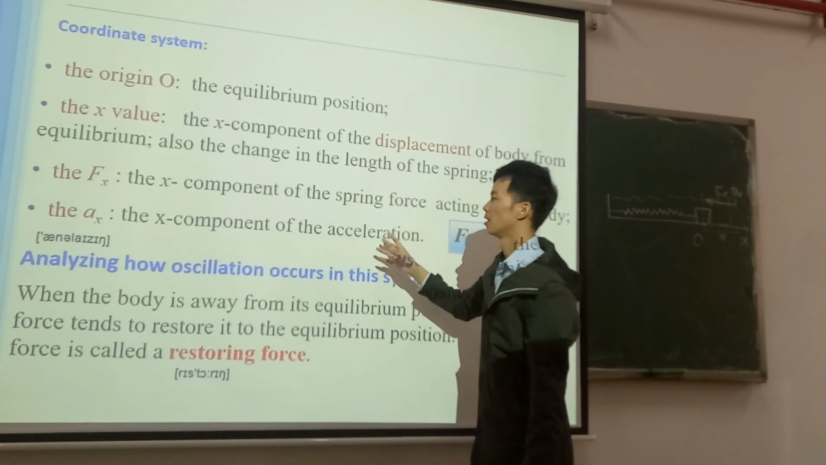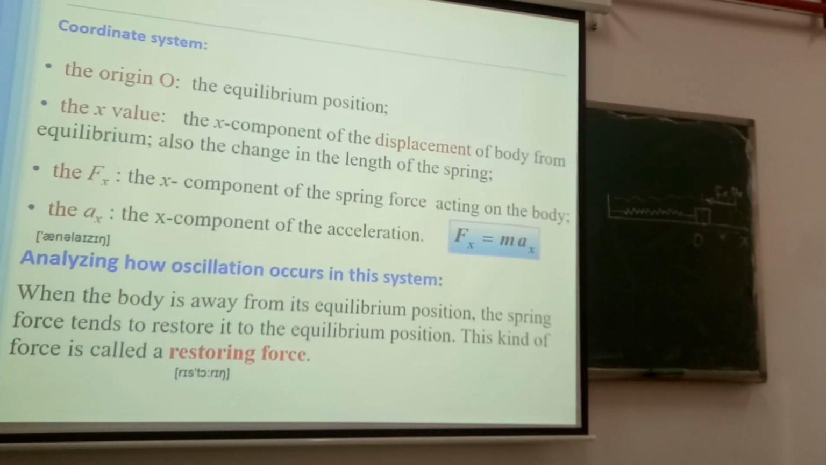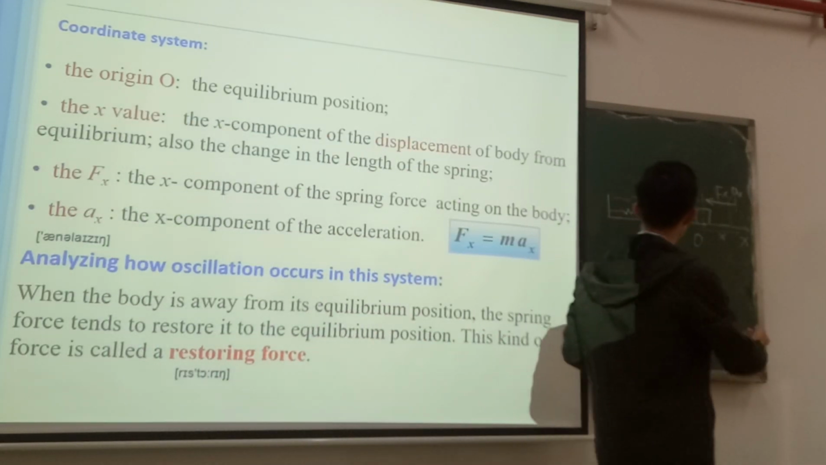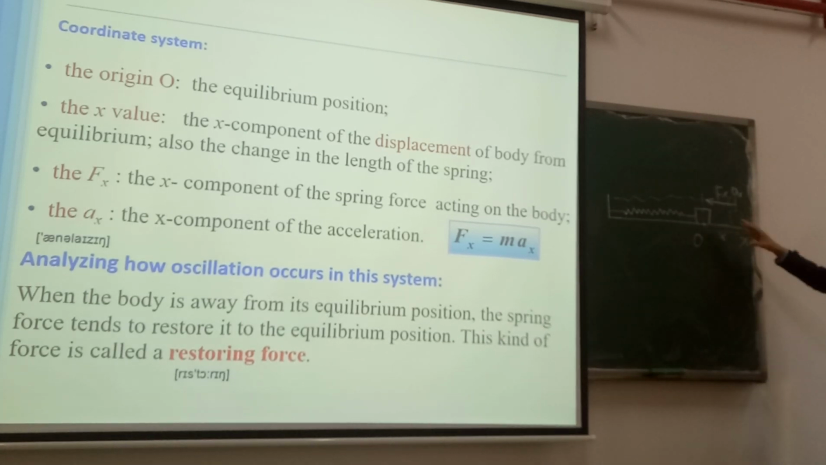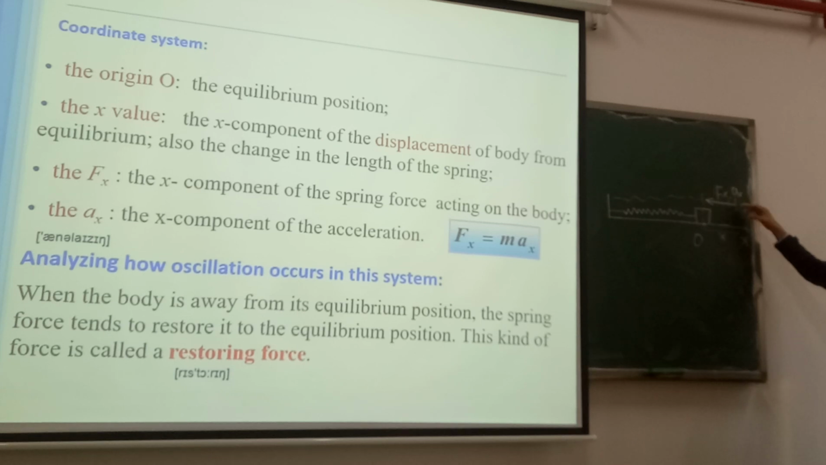So this is the coordinate system, and these are the quantities we should use to describe the motion. We analyze how oscillation occurs in this system. When the body is away from the equilibrium position, if the body is moved to this position, the spring will exert a force on the body, and the direction of the force is toward the left, in this direction. Then the force will pull the body back to the equilibrium position. So it means the direction of the force is different from the displacement.